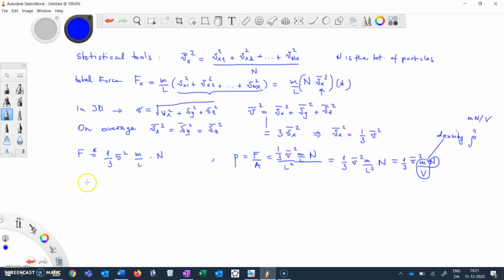So I'm finding out that the pressure can be expressed as a third of V bar squared times the density, which is a great result, because it means that the pressure depends on the square of the average speed, but also on how many particles I have per cubic meter. And this makes sense: the more particles I have, the larger the pressure is going to be.